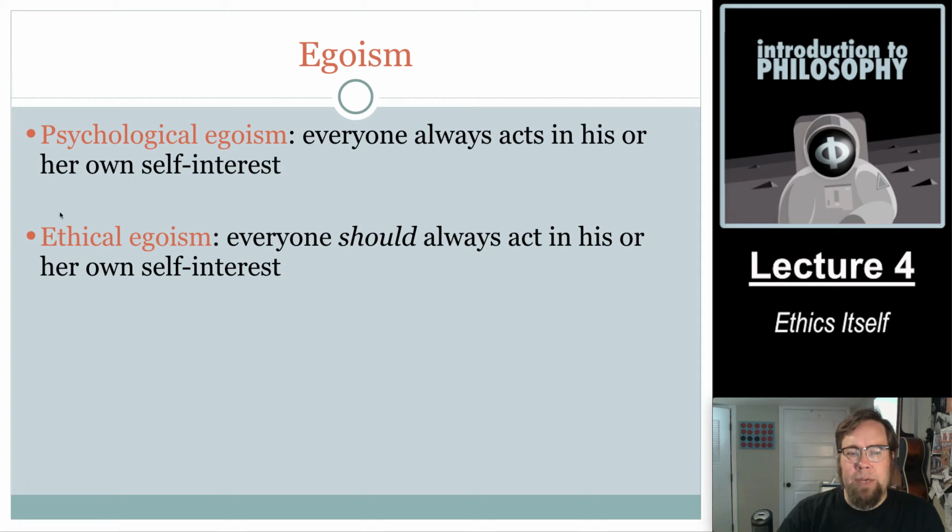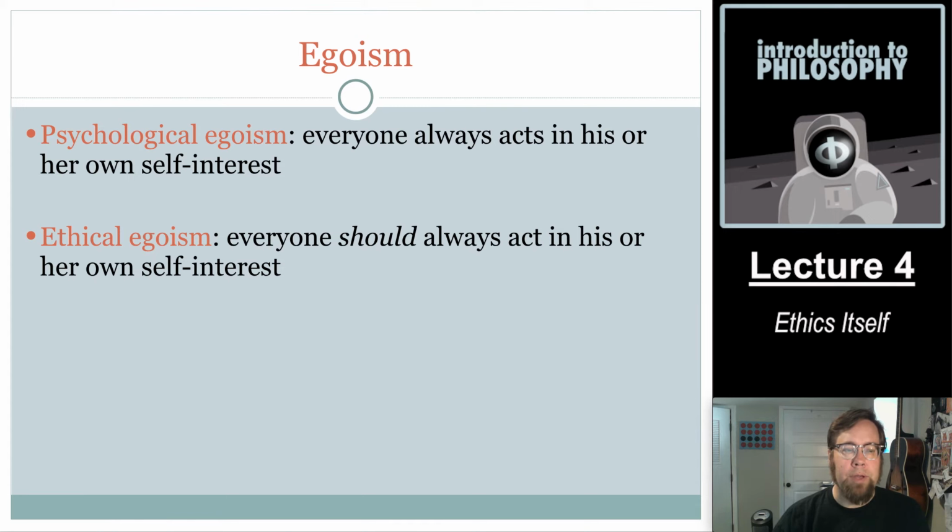In contrast, ethical egoism is making an explicitly normative claim. It's got the word should in it, saying everyone should always act in his or her own self-interest. So both of these sentences are about acting in your self-interest, but only one of them is saying that you should act that way. Psychological egoism is saying, as a matter of fact, everyone acts that way. But it leaves open, it would seem, whether everyone ought to act that way. Ethical egoism is asserting that separate thing, which is that everyone ought to act that way.